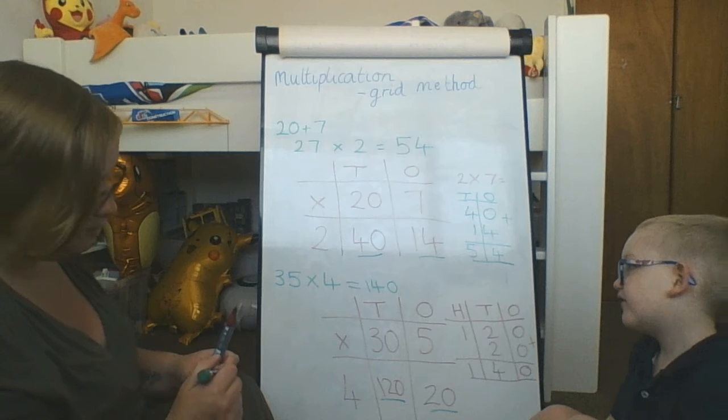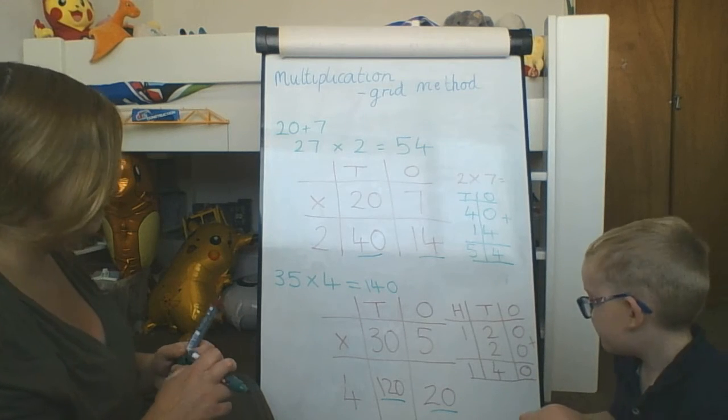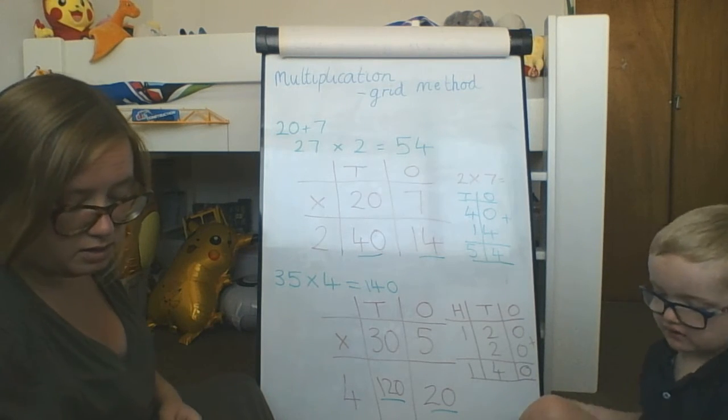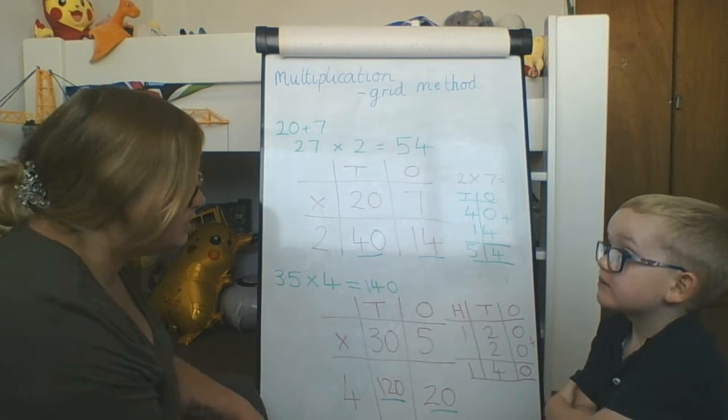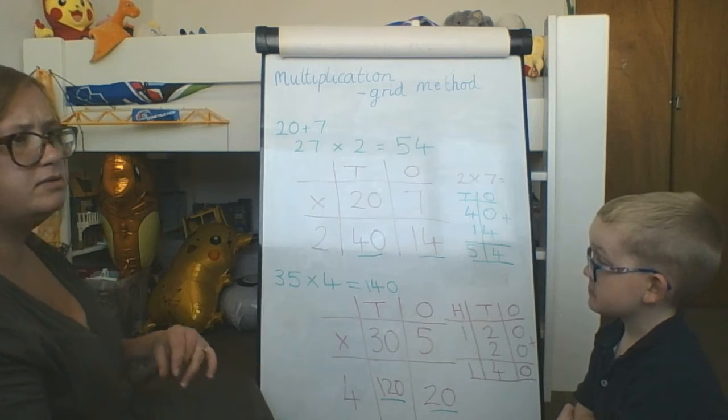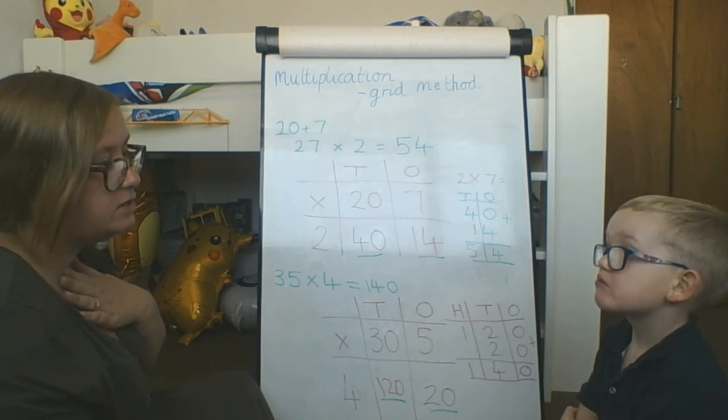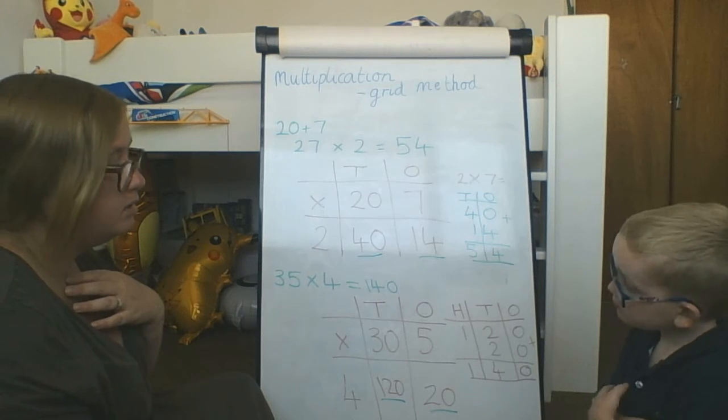Okay. That's 35 times 4. 35 times 4 is 140. Because sometimes it's not important to know your 35 times table when you can use all the other number facts that you've already got to help to solve it.